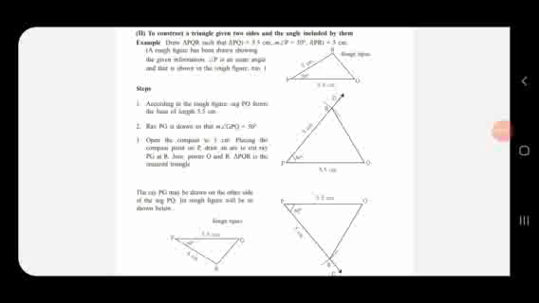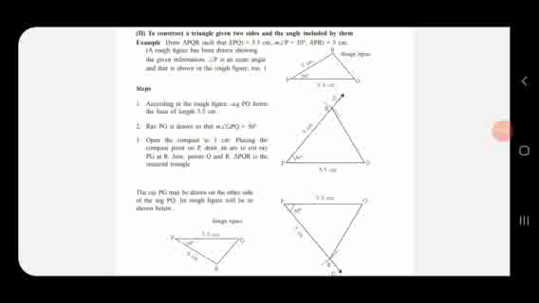The next step will be to draw ray PG so that measure of angle P will be 50 degrees with the help of a protractor. Now open the compass to 5 cm, placing the compass at point P. Draw an arc to cut ray PG at R. Now join points Q and R. Triangle PQR is the required triangle.